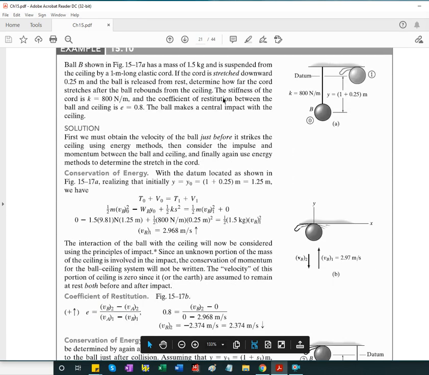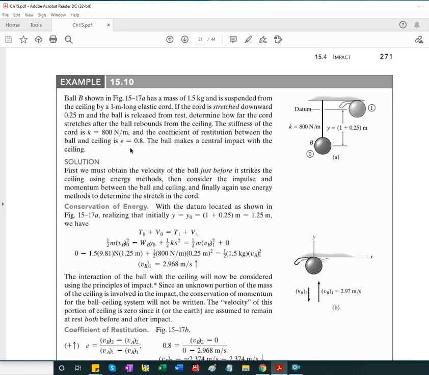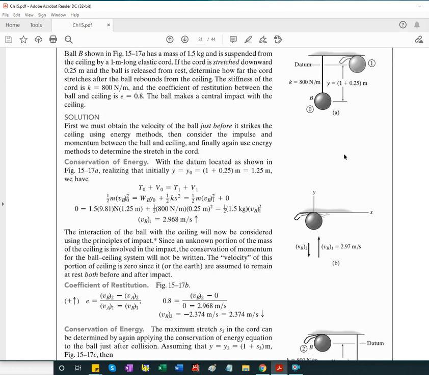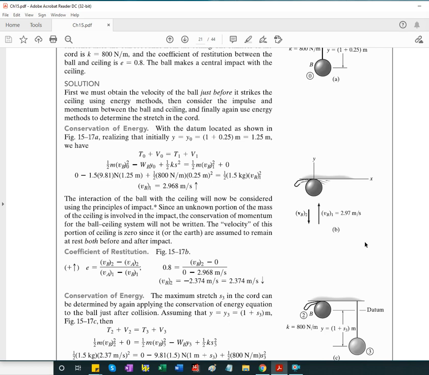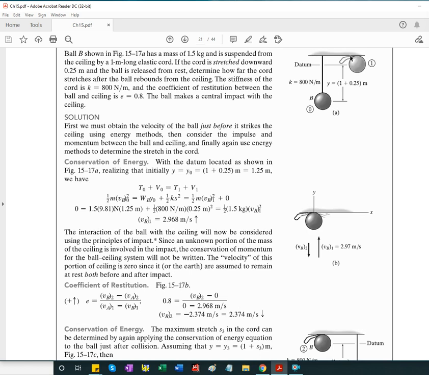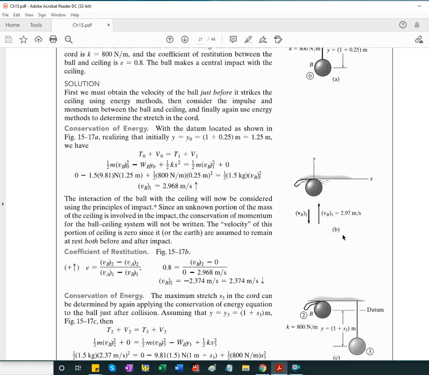Okay. This one here is an elastic spring that is deformed, stretched over its undeformed length, and the ball is released, and the spring is strong enough to accelerate the ball until it hits the ceiling. The coefficient of restitution is given. We want to know what the impacting velocity is. We need to apply energy conservation. Here we have elastic potential and gravitational potential. Before it was just gravitational potential. Find the velocity before impact, and then it's impacting a surface that remains fixed, so its velocity does not change.